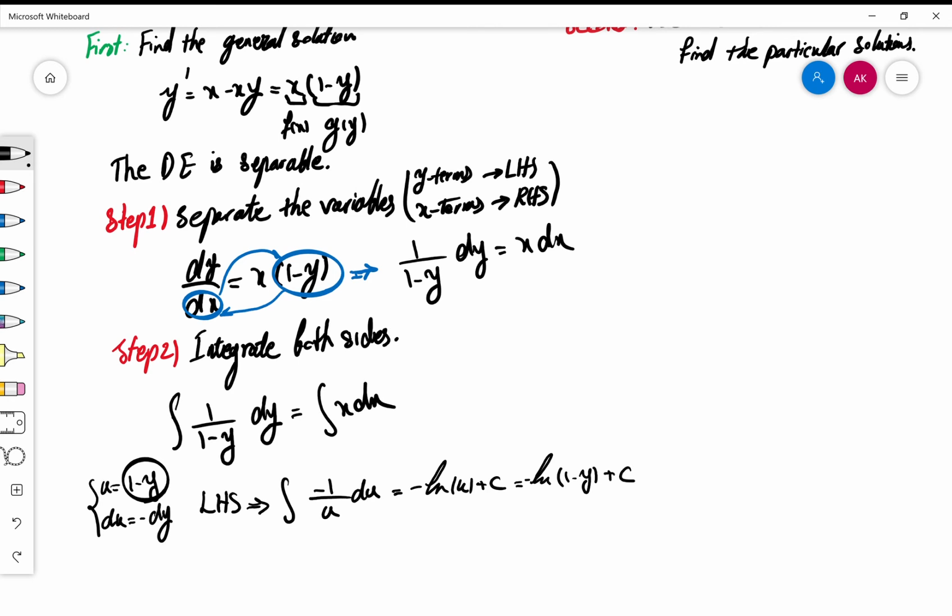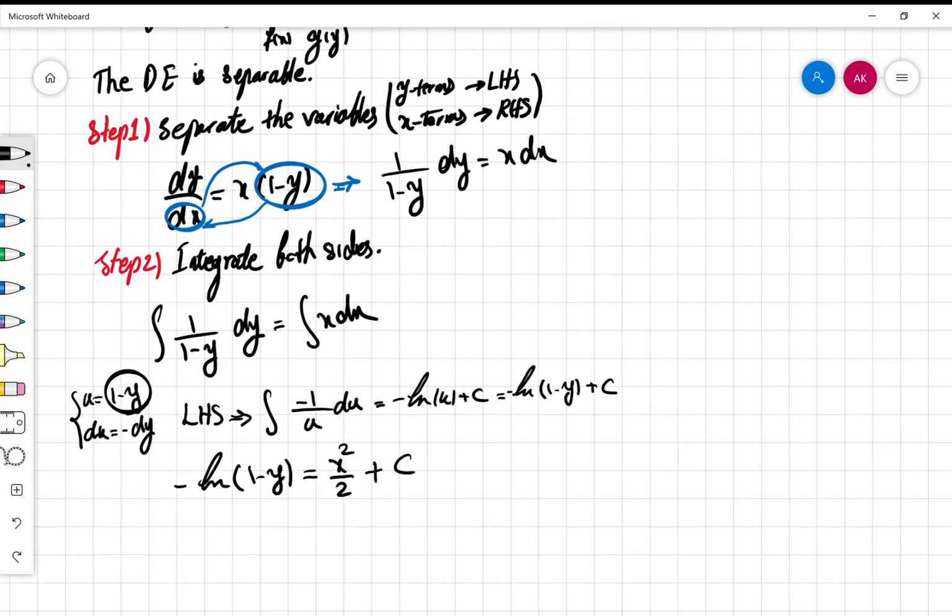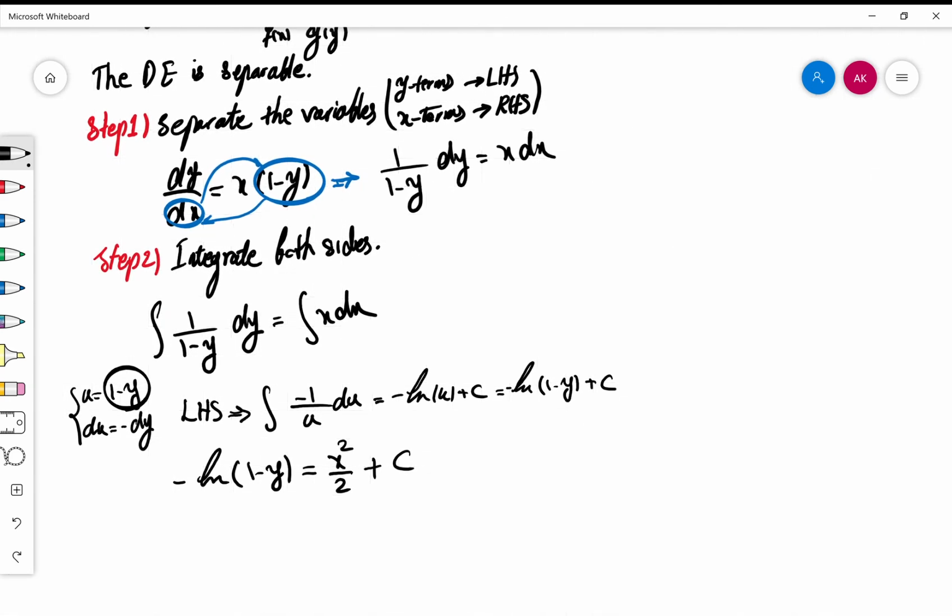So the left hand side is then minus ln of 1 minus y, and for the right hand side, the integral of x is x squared over 2. This is an easy integral, and always try to put plus c only on the x side. So we have what we were looking for: negative ln of 1 minus y equals x squared over 2 plus c. That's the general solution.